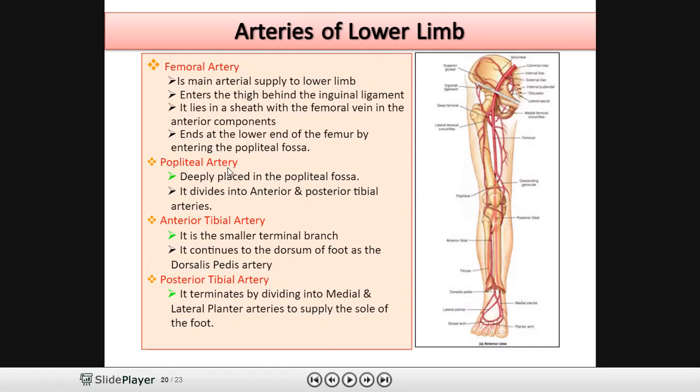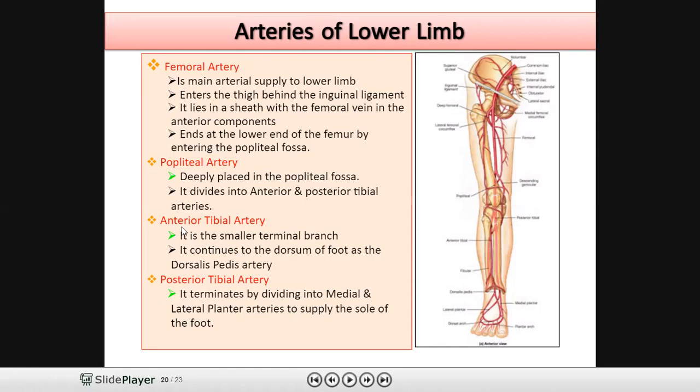Now, the popliteal artery is deeply placed in the popliteal fossa. It divides into anterior and posterior tibial arteries. So the popliteal artery will split to form an anterior tibial artery, this one coming this way, and a posterior tibial artery, both coming from the popliteal artery. You know that in the upper limb, once the brachial artery crosses the cubital fossa, it splits to form radial and ulnar arteries. But here, when the femoral artery enters the popliteal fossa, it becomes the popliteal artery, and the popliteal artery now splits to form the anterior tibial and the posterior tibial artery.